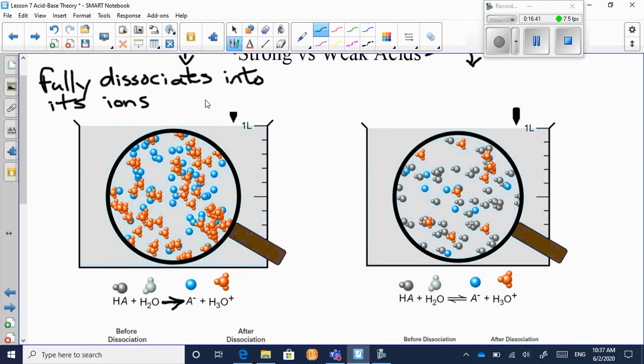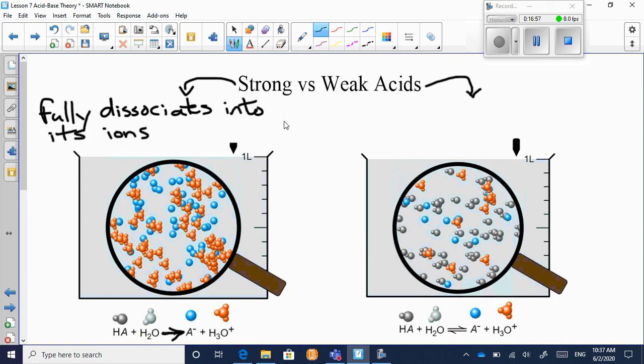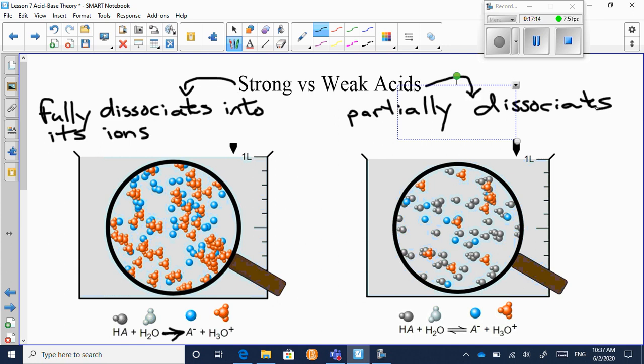And you can think of it as something like, we've looked at table salt. Table salt, if you were to pour a little bit of salt into water, it would completely dissociate. It would completely break up into its ions. That's not always true for acids and bases. And so look at a weak acid. A weak acid only partially dissociates. In other words, a lot of it remains as the original molecule.